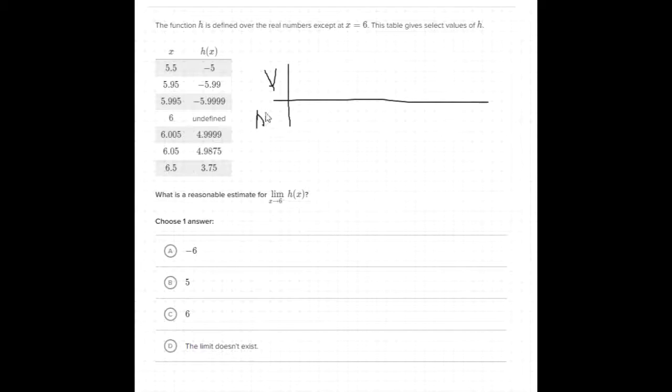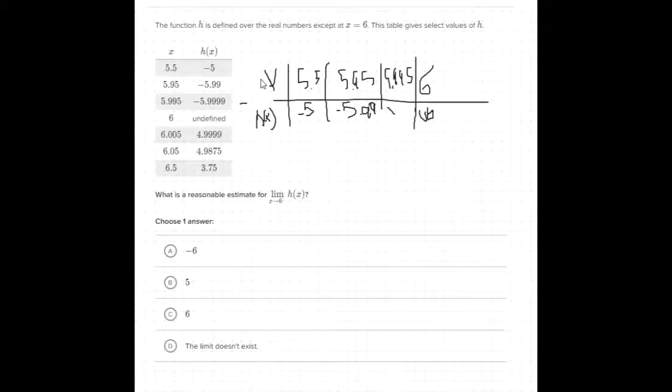So x and h of x go here. We have 5.5, 5.95, 5.995. Sorry for the bad handwriting, I'm using my mouse. And 6, which is undefined, I'll just write UD. And then this is -5, and this is -5.99, and you get the idea, -5.999. People say, okay, how do you know this? It just looks like it's going up and down. How do you know it's from left to right?